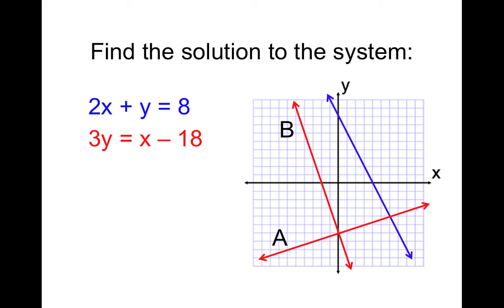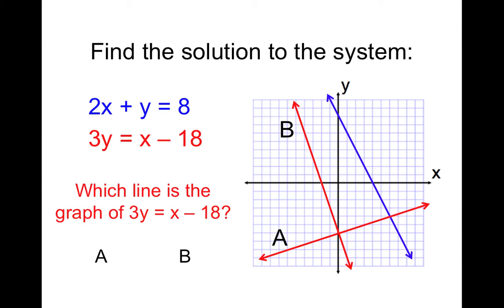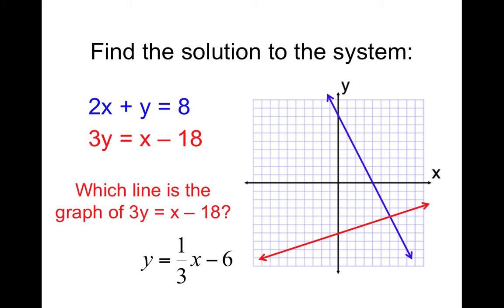Which line is a correct representation of 3y equals x minus 18? Once you put it into y equals mx plus b, take a look at the y-intercepts and the slopes and choose the correct line. Choice A is our line, because to put this into y equals mx plus b, we need to divide both sides by 3. 1 divided by 3 is 1/3. That tells us our slope is going to be 1/3. And our y-intercept is negative 18 divided by 3, so negative 6.